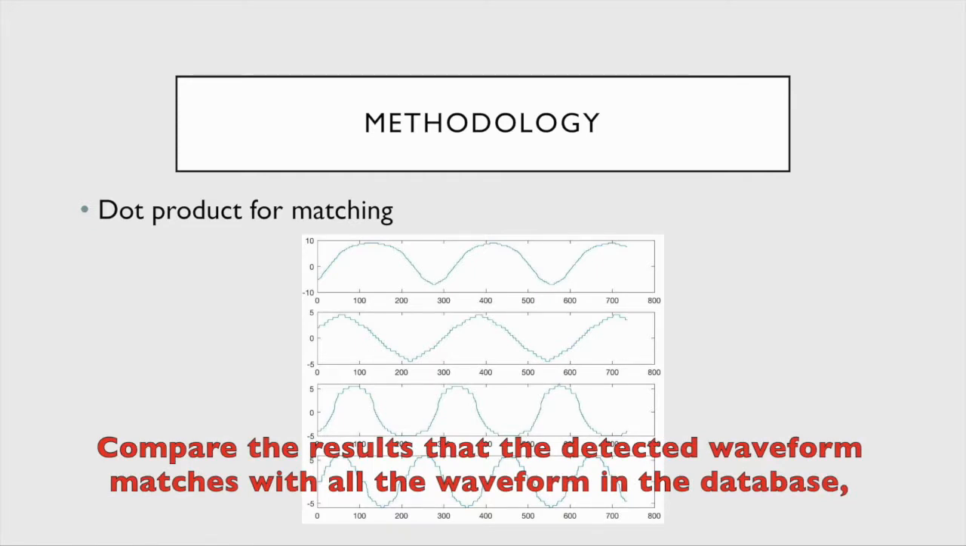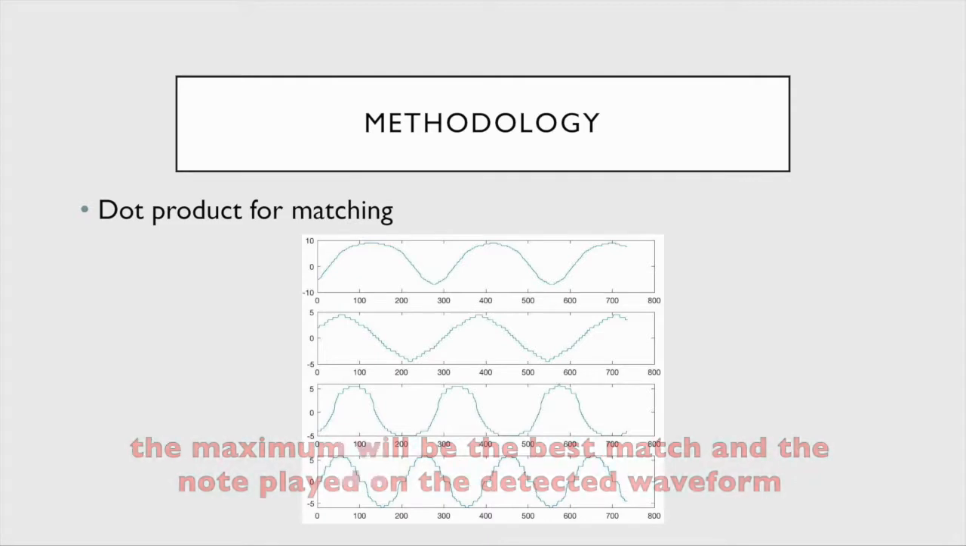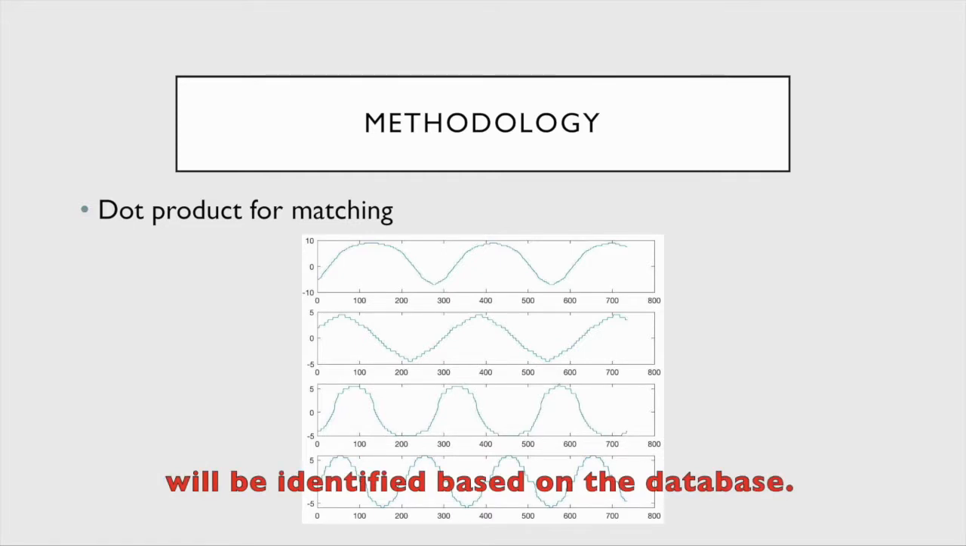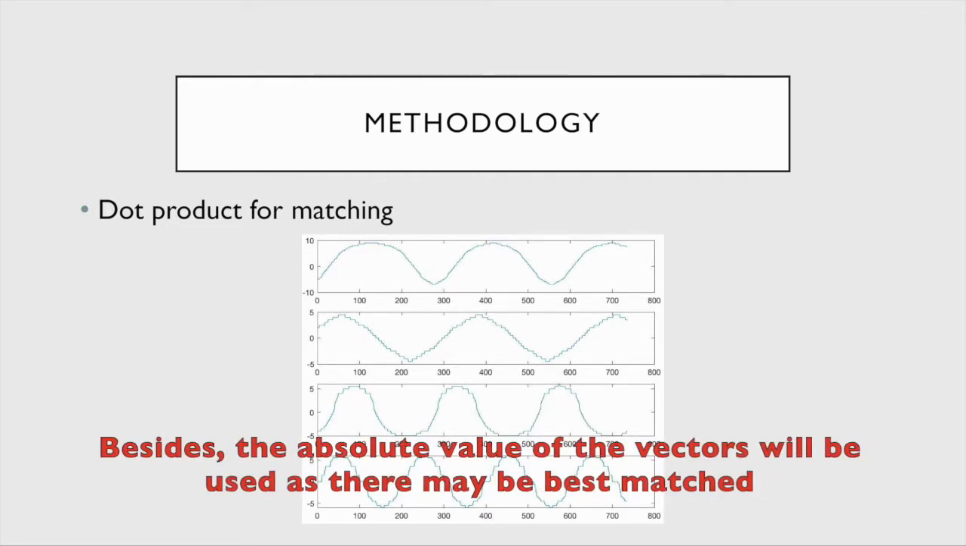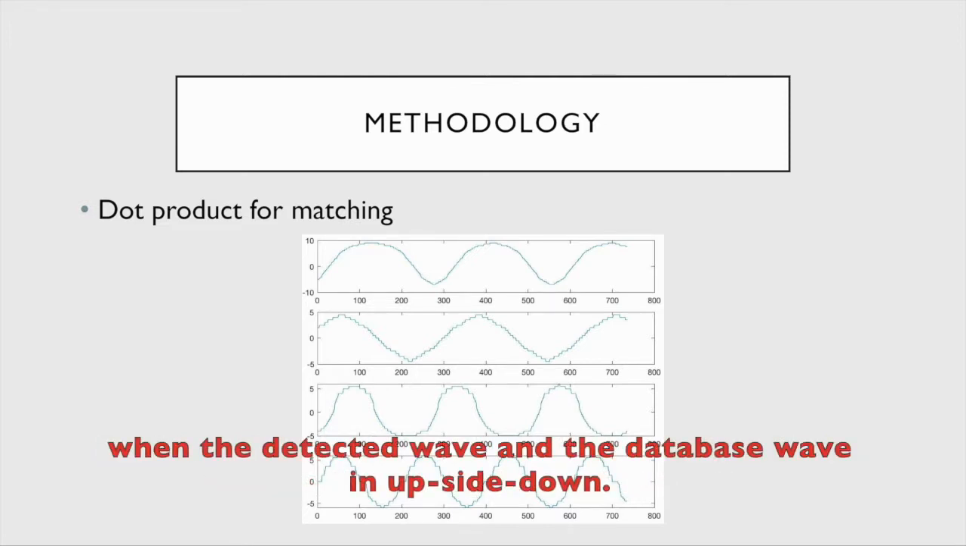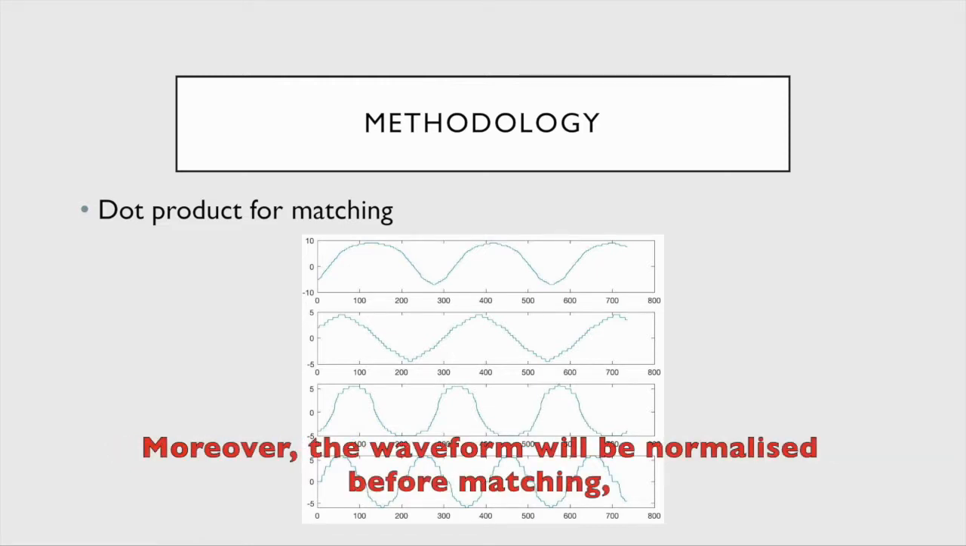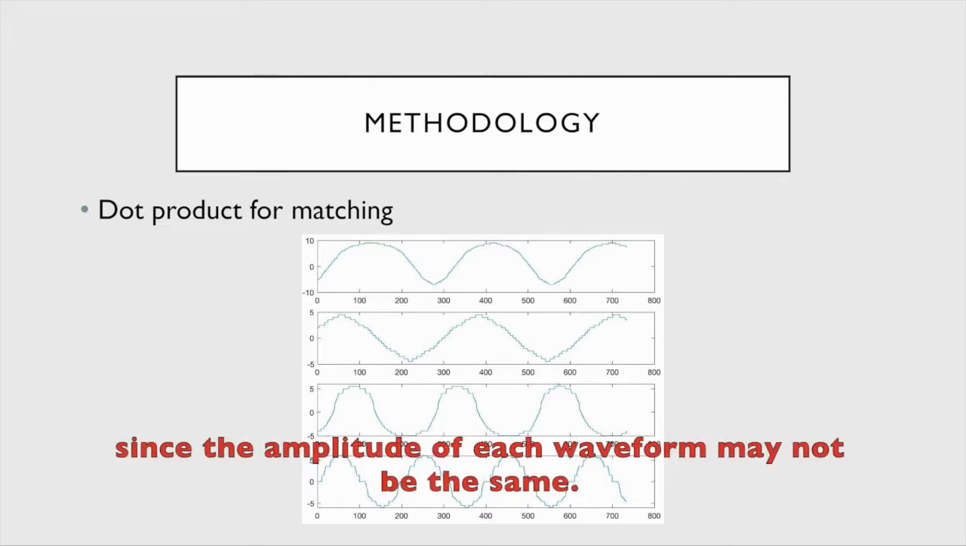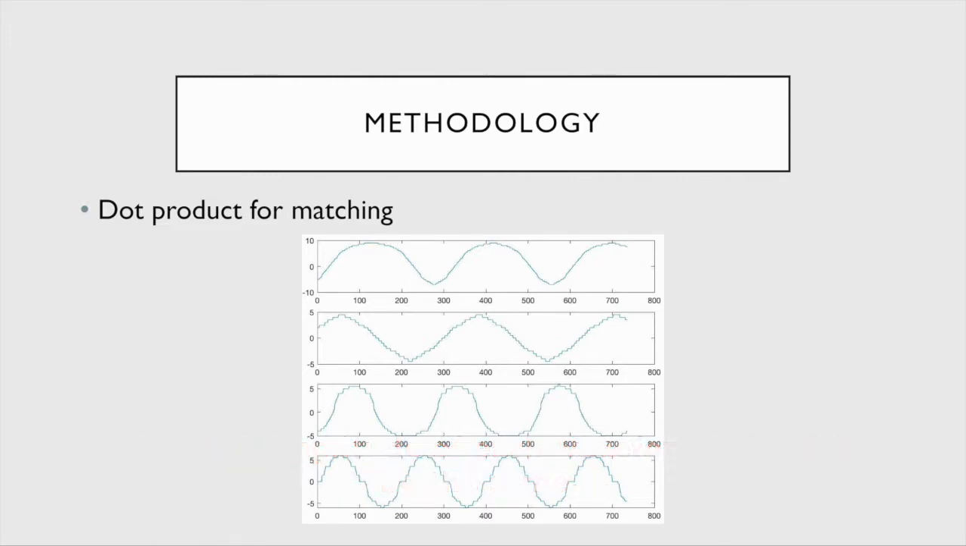Compare the results that the detected waveform matches with all the waveforms in the database. The maximum will be the best match, and the notes played on the detected waveform will be identified based on the database. Besides, the absolute value of the vectors will be used, as there may be a best match when the detected wave and the database wave are upside down. Moreover, the waveform will be normalized before matching, since the amplitude of each waveform may not be the same.